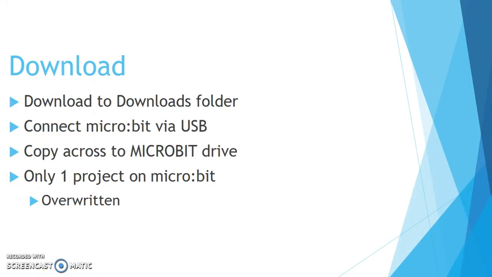So to get your code onto the actual microbit itself, you need to download it to the downloads folder. We're just after seeing that. Then you need to connect a microbit via USB. You copy the hex file across onto the microbit drive. And just one thing to be aware of with the microbit, there is only ever one project on the microbit at any given point in time. So when you're dropping it across, you're overwriting whatever is there.